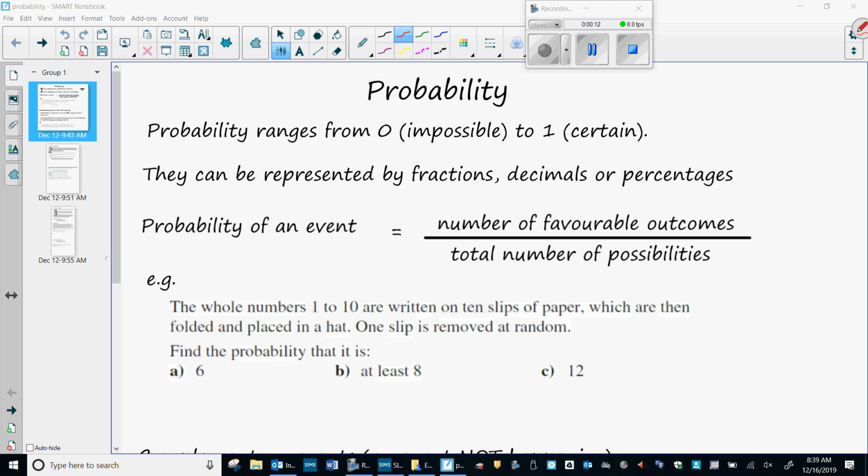So, probability ranges from 0, which is impossible, to 1, which is certain. Very, very few things are completely impossible or completely certain, because there's always that really tiny chance it may not happen. But 0 to 1 is what your values will always be. They are generally going to be fractions or decimals. So you cannot have an answer in probability of more than 1.